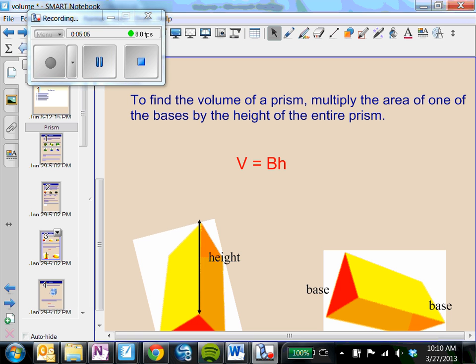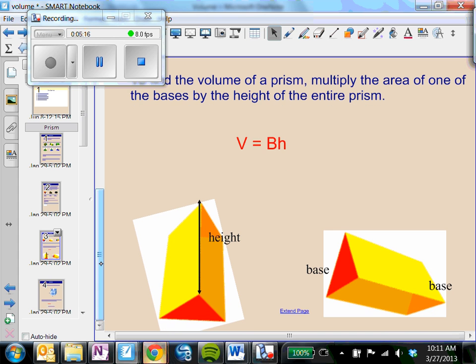So we're going to use all our formulas to find area of polygons in order to find the area of the base. And then we're going to multiply that times the height of the three-dimensional figure. Again, the height of the three-dimensional figure is going to connect the two bases. It's going to be the perpendicular distance between the two bases, and the two bases will be polygons.